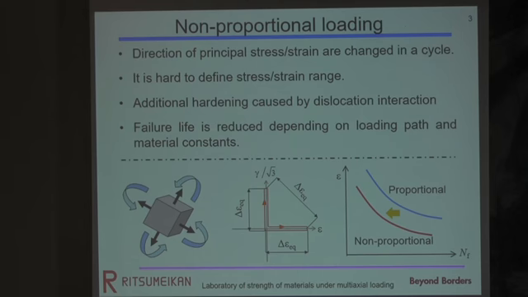And under non-proportional loading, there is additional hardening caused by dislocation interaction. And failure life under non-proportional loading is reduced depending on loading path and material constants.